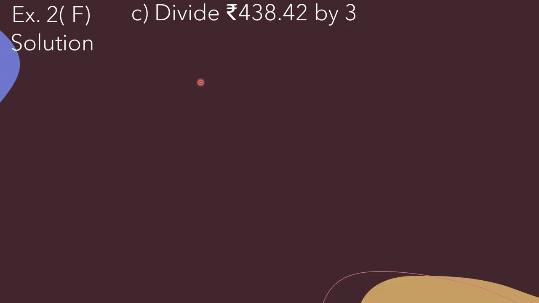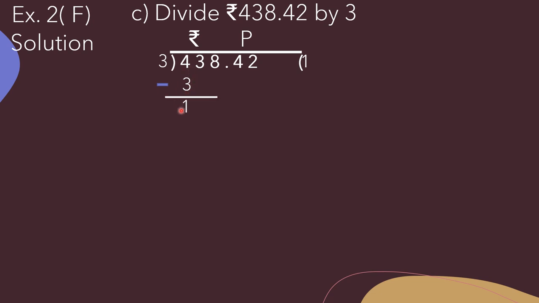So first of all we will write the dividend, and above this we will write the rupees and paise. Now we have to divide it by 3. So let's start from our left hand side. So here 4 divided by 3, we get 1 as quotient and 1 as remainder. We will subtract 4 minus 3, that is equal to 1.